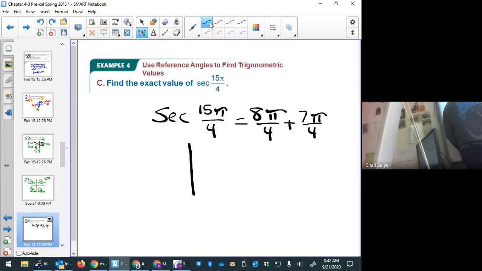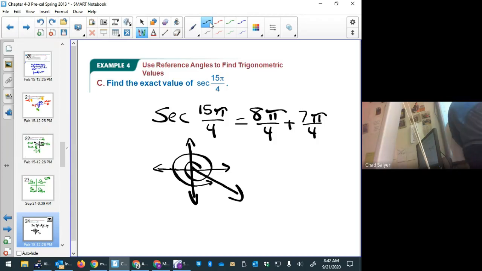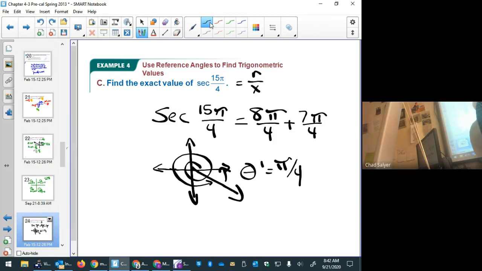So this angle is all the way around and then back here into Q4 with 7 pi over 4. And its reference angle is going to be pi over 4. So the secant, remember the secant is the inverse of the cosine. So it's the hypotenuse over the adjacent, or in this case, we use r over x.